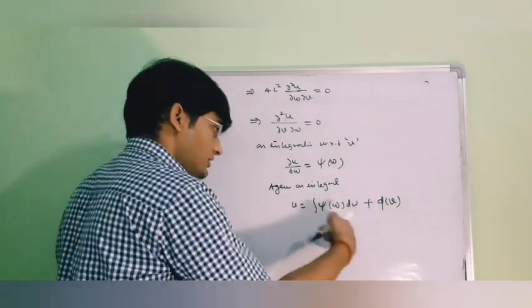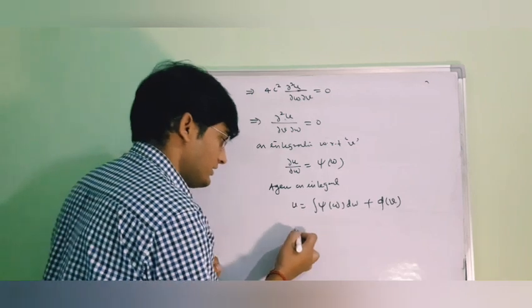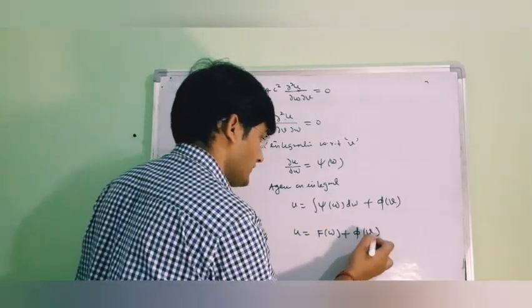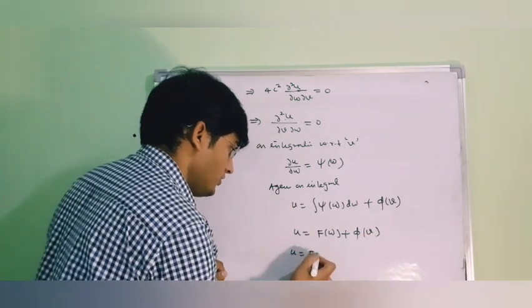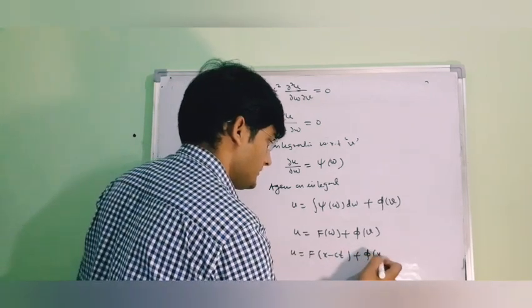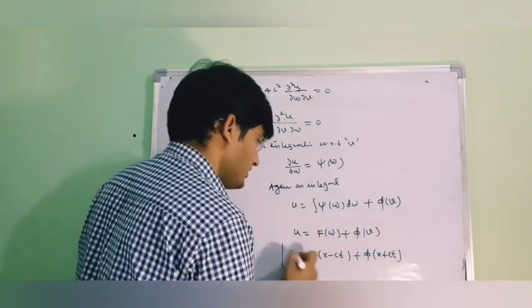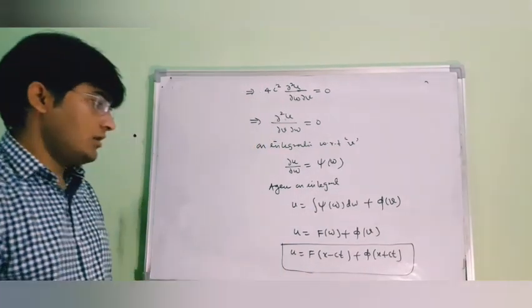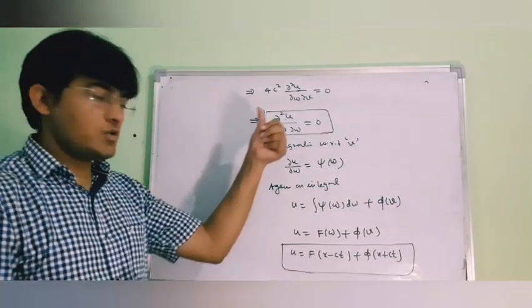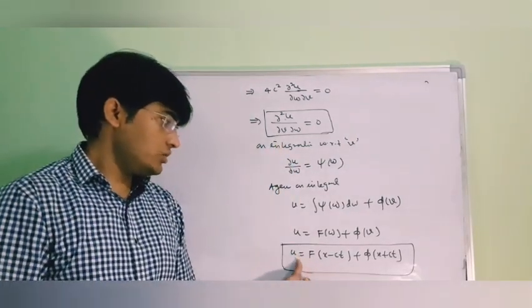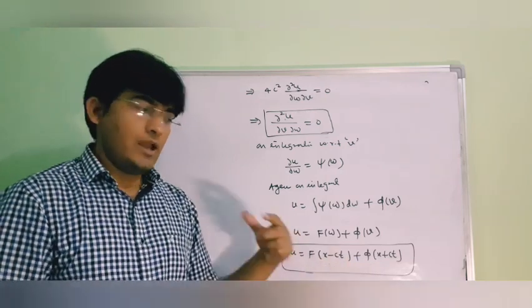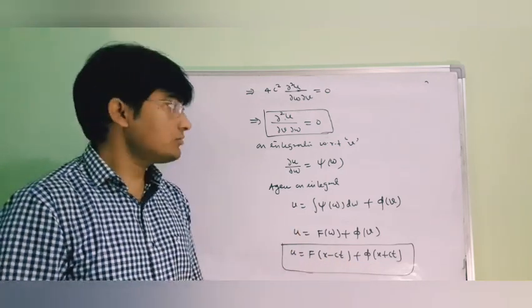So now this is again a function of w, so we can write it as say f(w) plus φ(v), and w was x minus ct and v was x plus ct. So this solution is known as the normal form or canonical form of the wave equation, and this is your u equal to φ(x plus ct) plus some another function f(x minus ct). This is known as your D'Alembert solution of the wave equation.